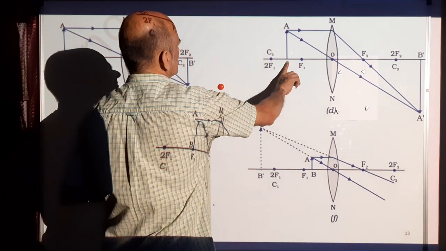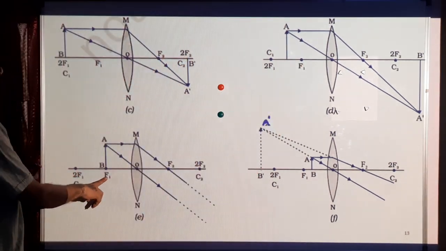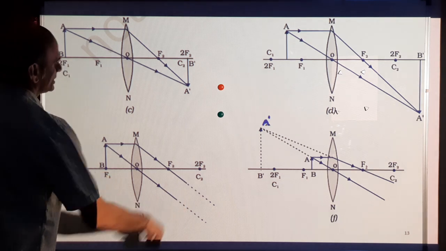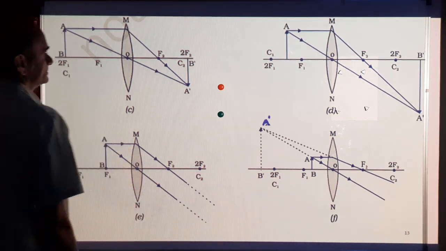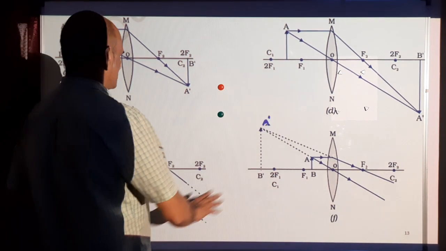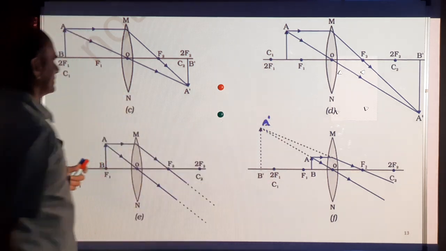And still we can move the object from here to here at the focus. For this, we get parallel rays. So the image is moving to infinity. Here it's a finite distance. As you move further, it's still moving away.